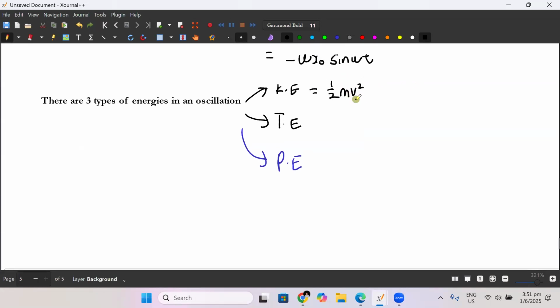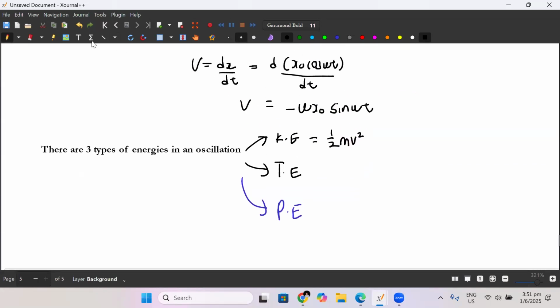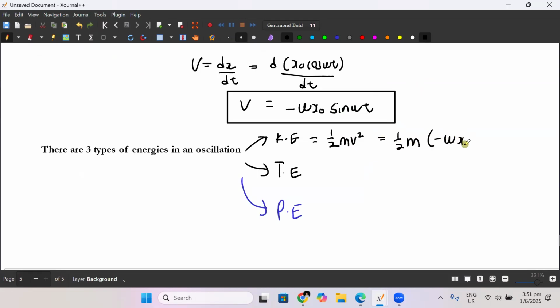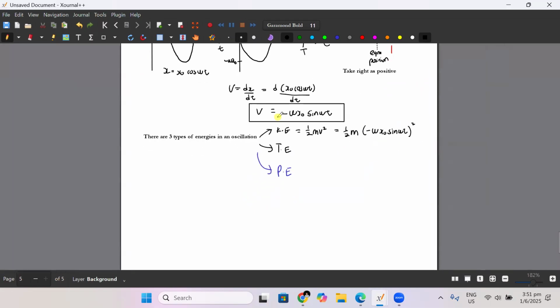Okay, and look, v is already here. So all you need to do is just sub it in. So you get this: half m times minus omega x naught sine omega t, all squared. Now when you square this, you realize the minus will disappear. And then you get something really elegant. Let me be a bit neater.